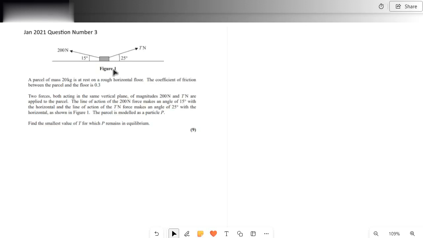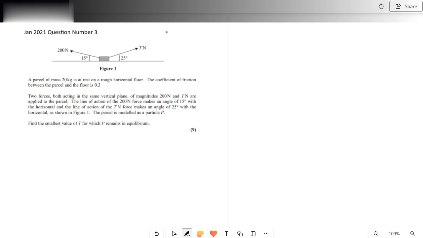For the last question, which is from Jan 21, question number 3, we have a parcel of mass 20 kg at rest on a rough horizontal floor. The coefficient of friction between the parcel and the floor is 0.3. Two forces, both acting in the same vertical plane, of magnitudes 200 newtons and t newtons are applied to the parcel. The line of action of the 200 newton force makes an angle of 15 degrees with the horizontal, and the line of action of the t newton force makes an angle of 25 degrees with the horizontal, as shown in figure 1. The parcel is modeled as a particle P. We have to find the smallest value of t for which P remains in equilibrium.